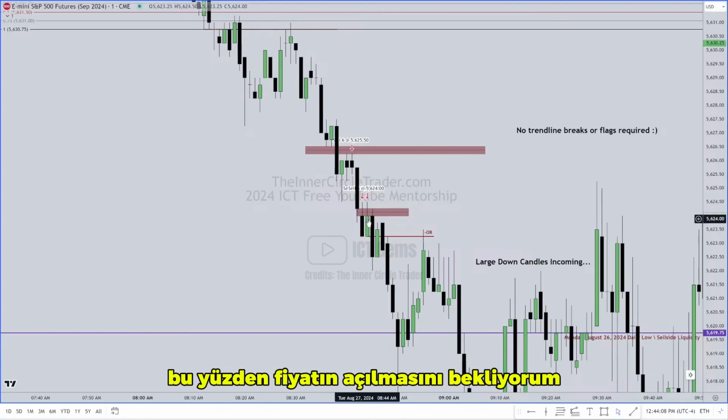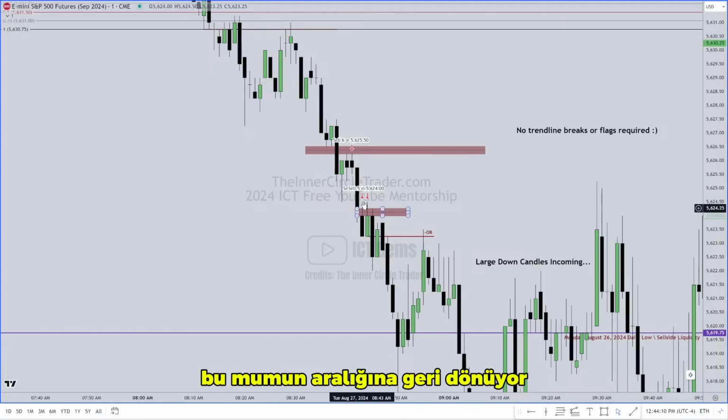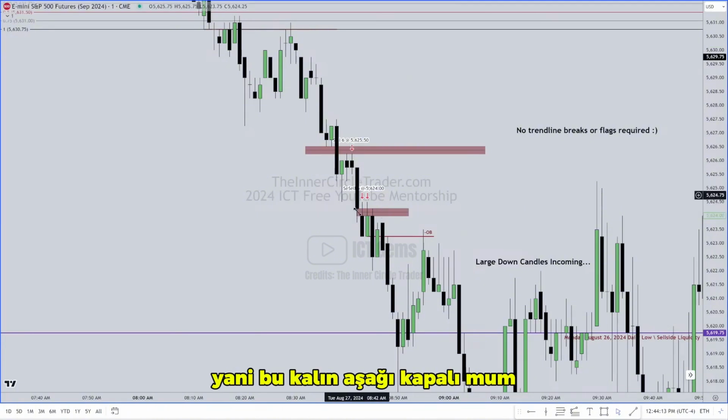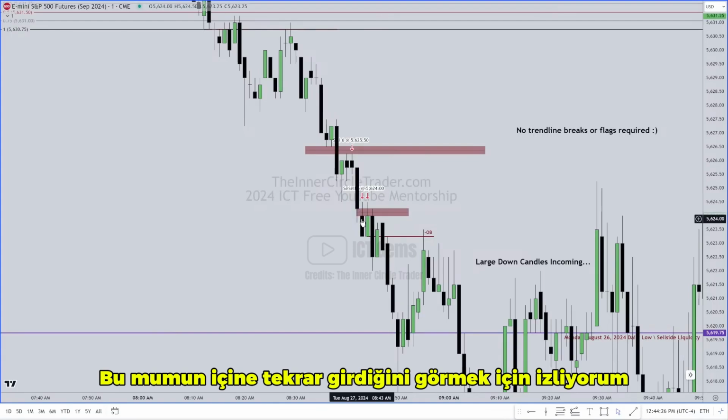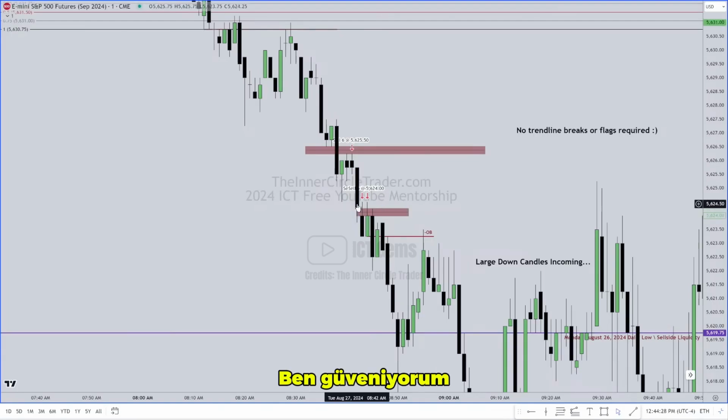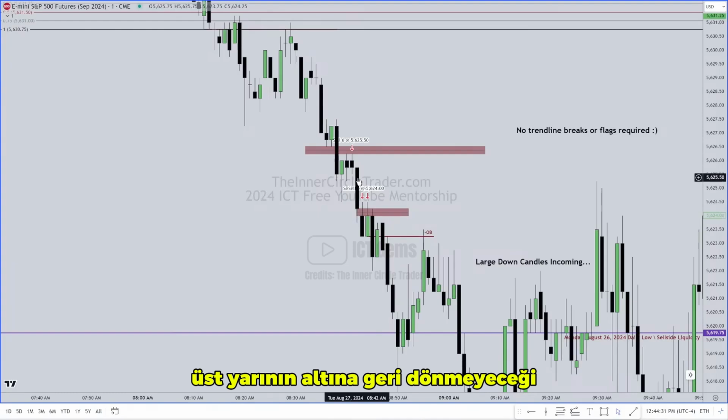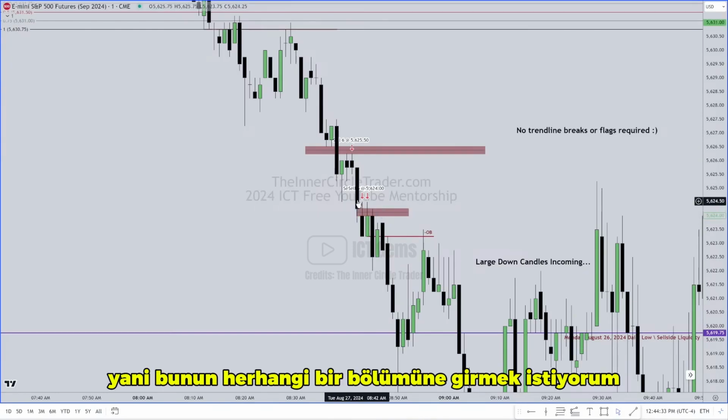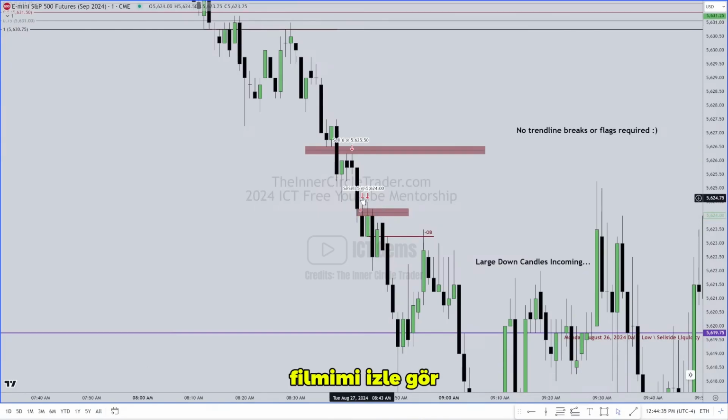So I'm expecting price to open and trade back up into this candlestick's range. This dig down close candle, when this candle opens up here, I'm watching to see it dig back up into this candle. I am trusting that it's not going to go back into the upper half. So I just want to get in any portion of this lower part of this candlestick. Watch my fill. See it?